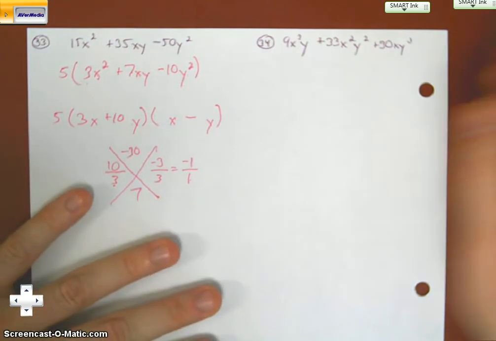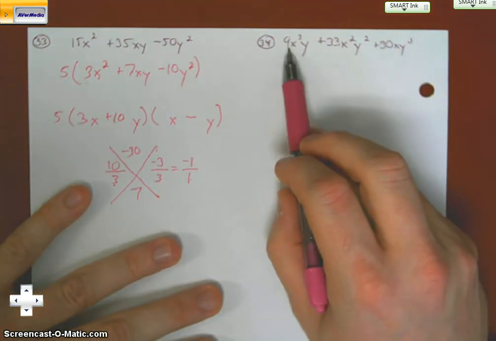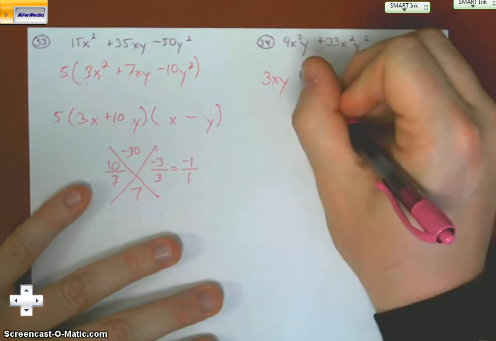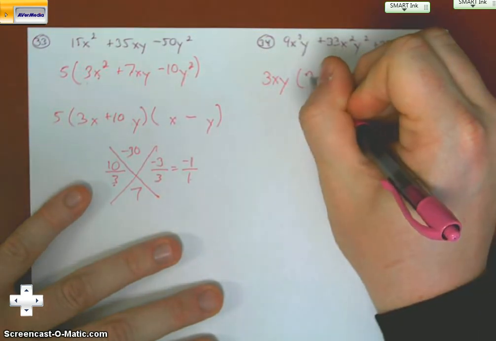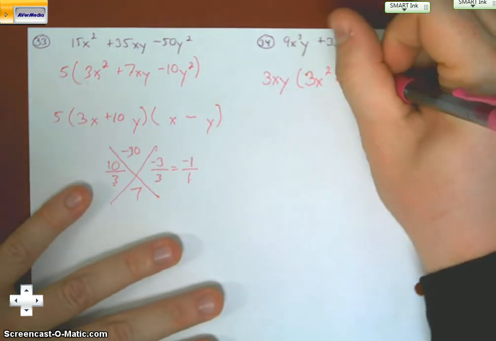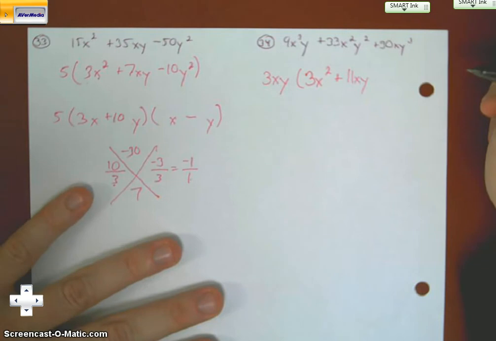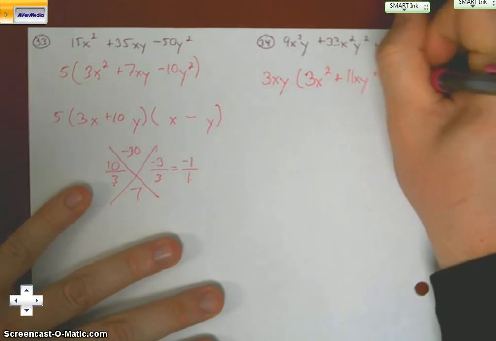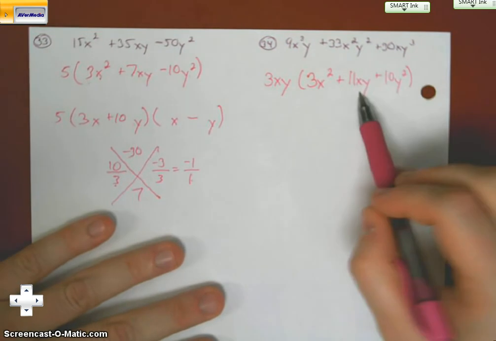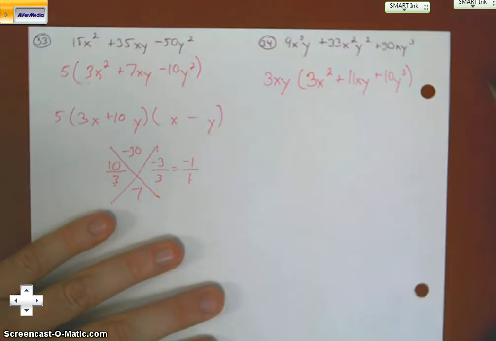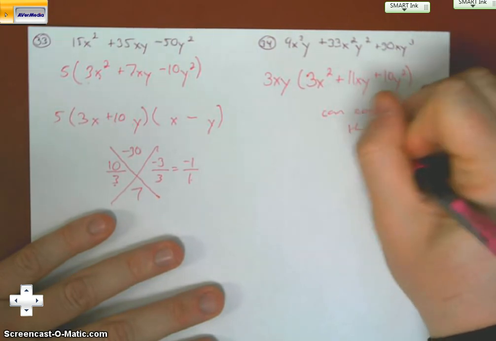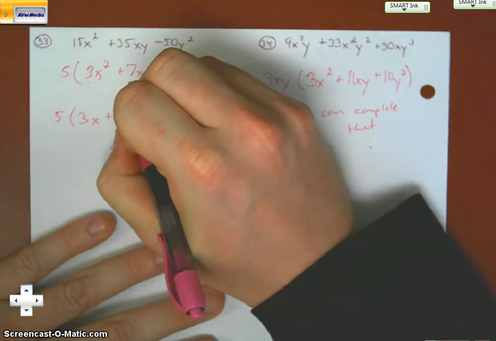Next one, we have a GCF of 3xy. So we end up with 3x squared plus 11xy plus 10y squared. Guess what? We're going to do the same exact thing that we just did over here. You guys can complete that. We need to mimic what we did in number 33.